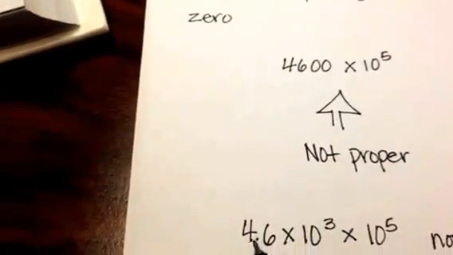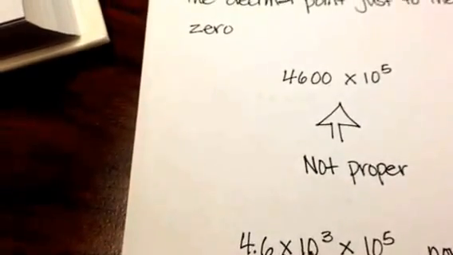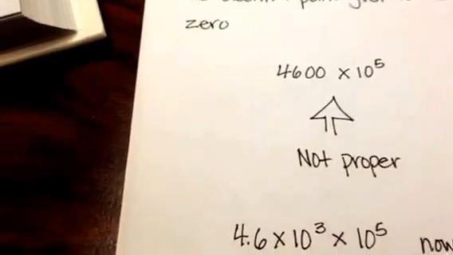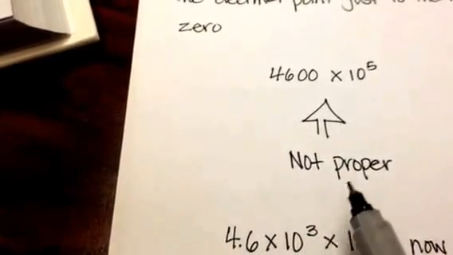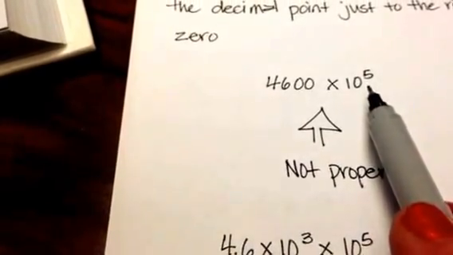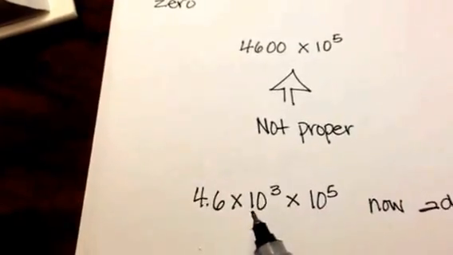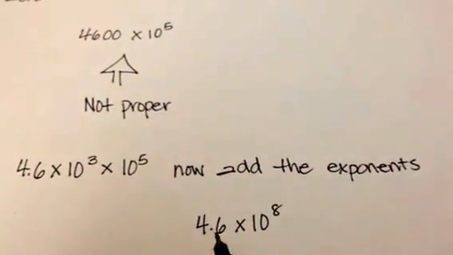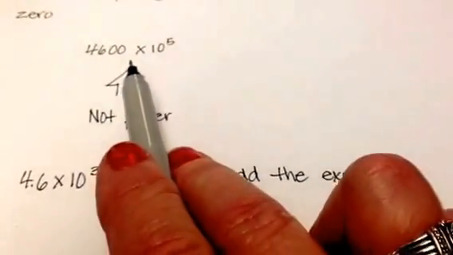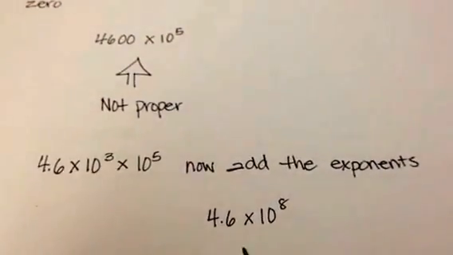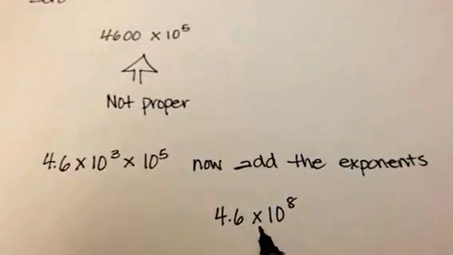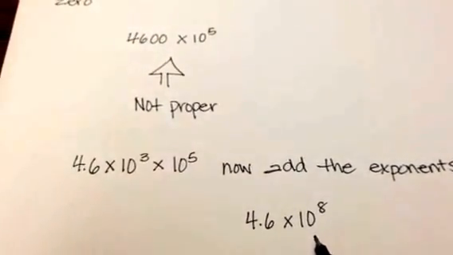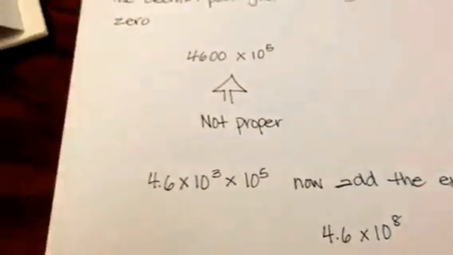4,600 would really be 4.6 times 10 to the what? Well, 1, 2, 3. So times 10 to the third. Now we can add our 10 to the fifth here. And when I'm multiplying, I'm just going to add my exponents. So the proper form of that equation is actually 4.6 times 10 to the 8th. It's not difficult, but we're going to break it down into steps.